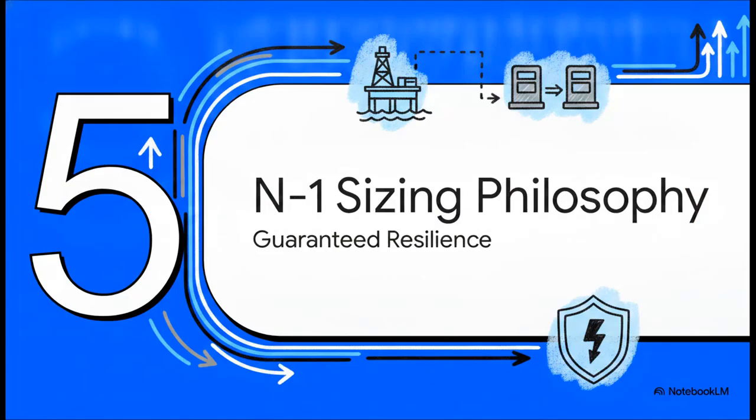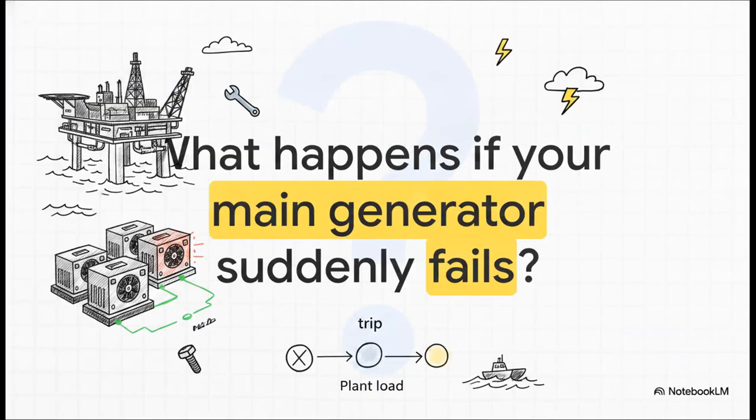Moving to Section 5, the N-1 sizing philosophy. With our total kilowatt number safely in hand, we now reach the absolute cornerstone of all oil and gas power system design. This is exactly how we guarantee resilience. We absolutely have to design for the worst-case scenario. Out at sea, you can't just call up the local utility company for backup power. This introduces the N-1 philosophy.